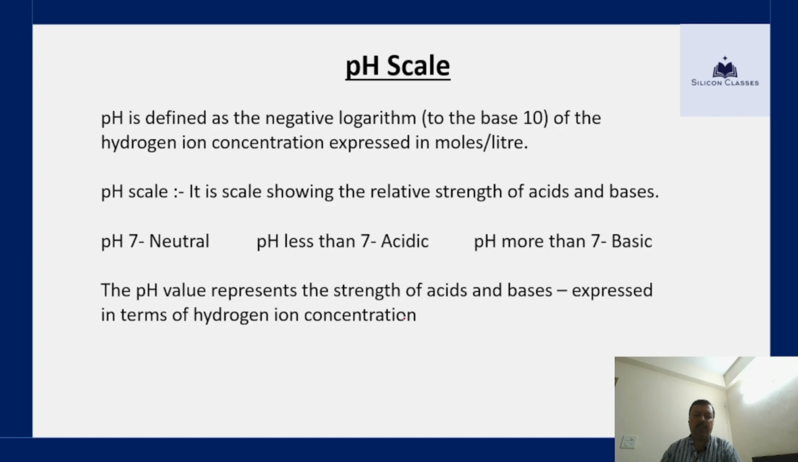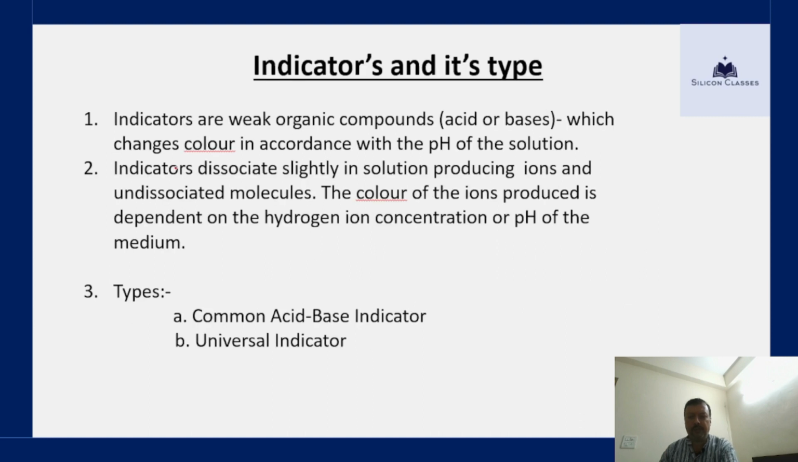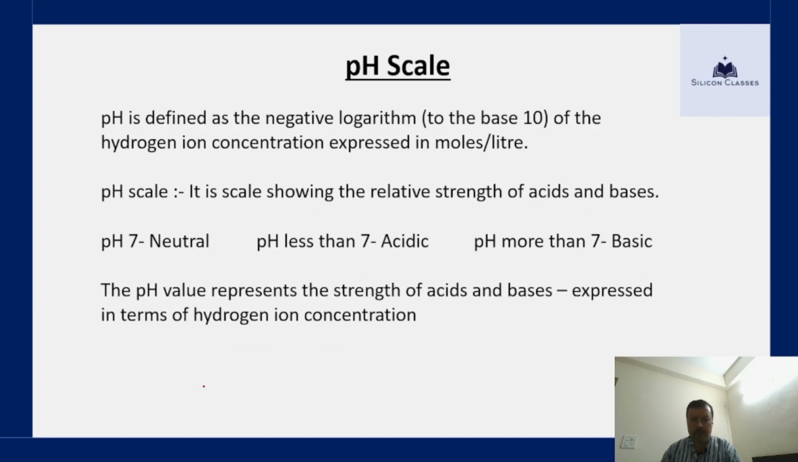Now we are coming to the pH scale. pH is defined as the negative logarithm to the base 10 of the hydrogen ion concentration expressed in moles per liter.